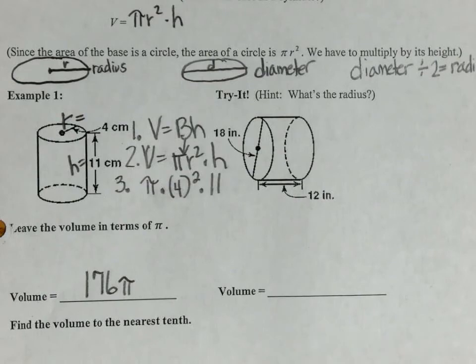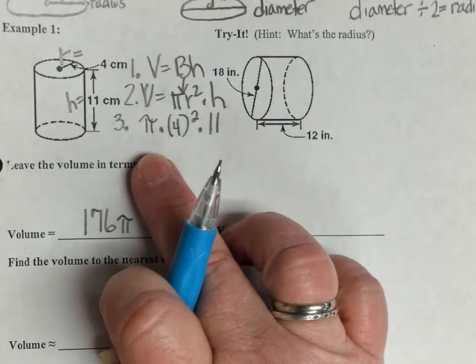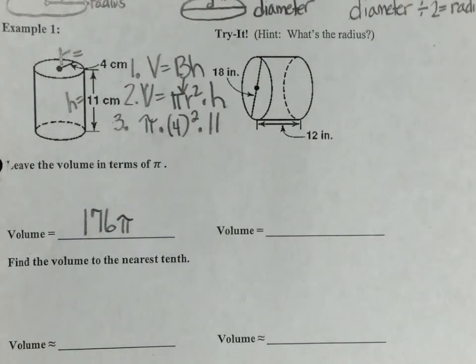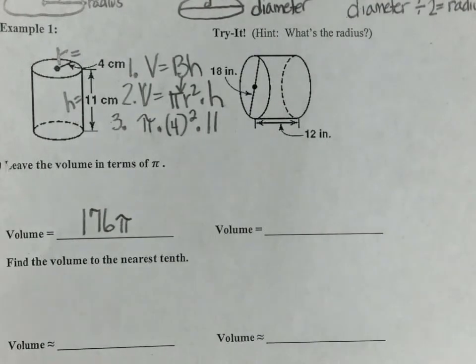So if we need to find the volume to the nearest tenth, we're going to go back up to here and put in our calculator pi times 4 squared times 11. And what do you get then? Nope. Not when you multiply it times pi. So y'all need to be doing it because you don't know who I'm going to ask. You're going to put your whole set of numbers in. A, blue. What's your answer?